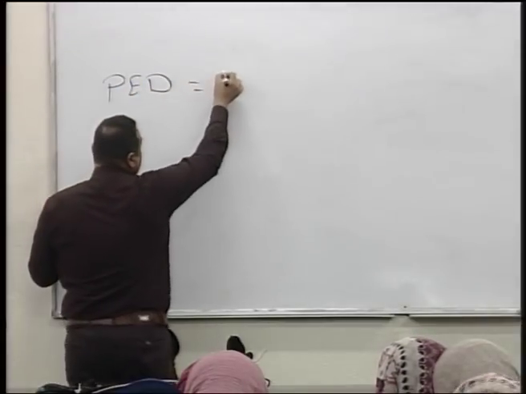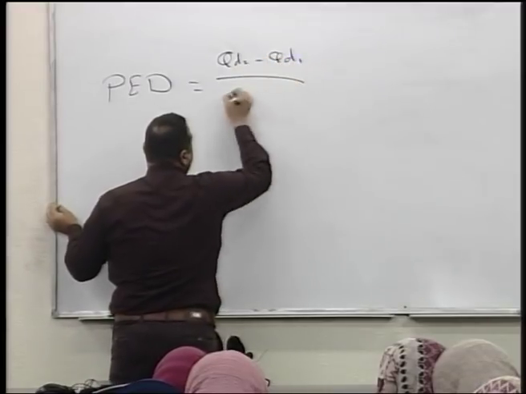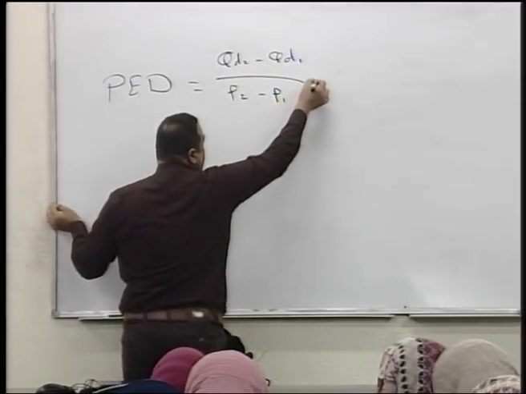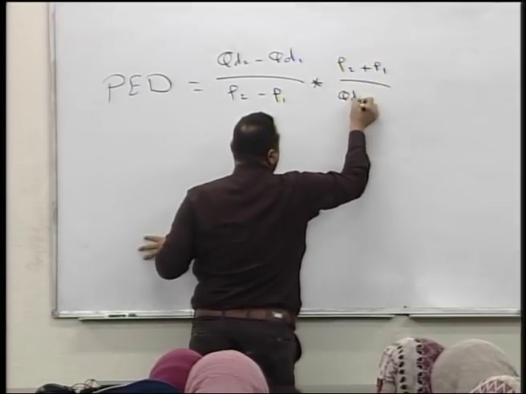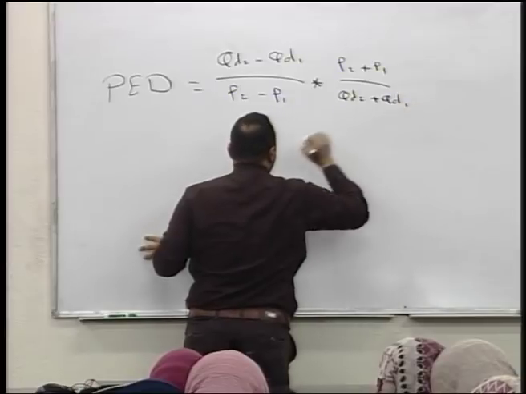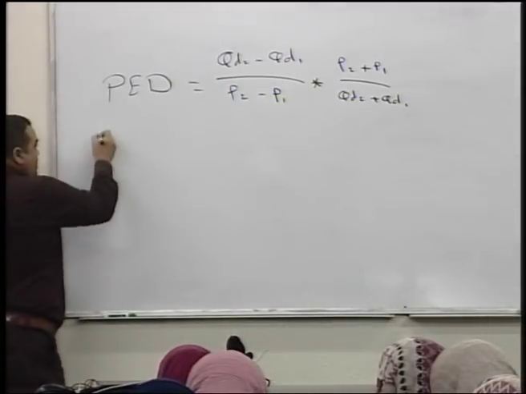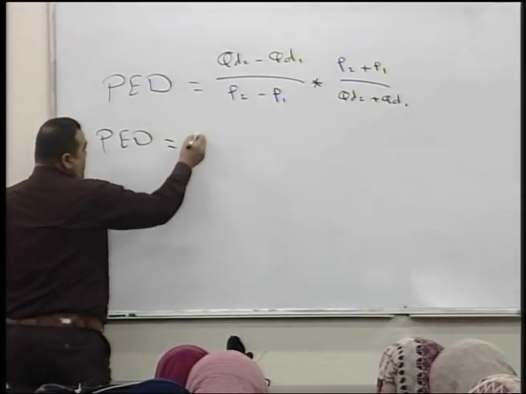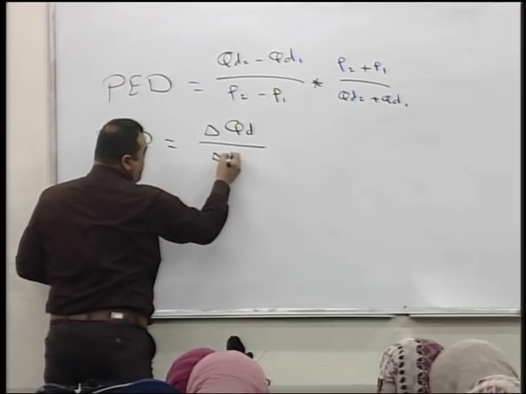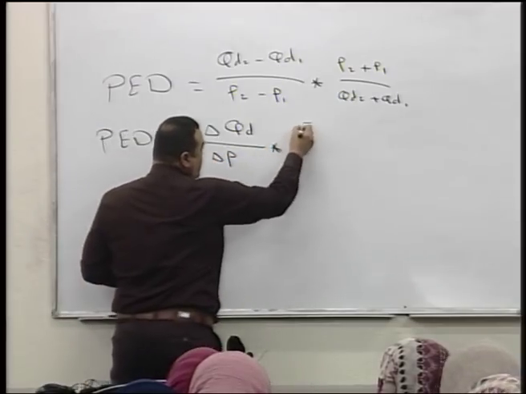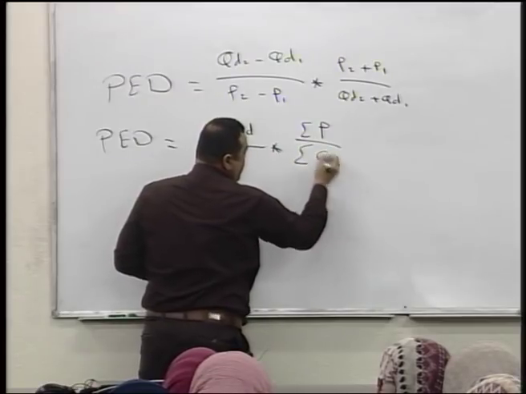formula equals QD2 minus QD1 over P2 minus P1 times P2 plus P1 over QD2 plus QD1. This part of the formula, PED, is the change in quantity demanded over the change in price, times the summation of the prices over the summation of quantity demanded. Right?